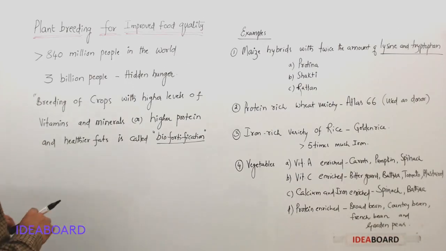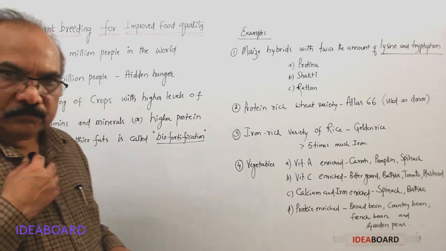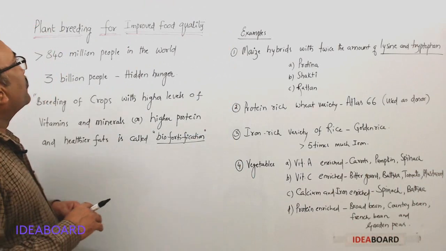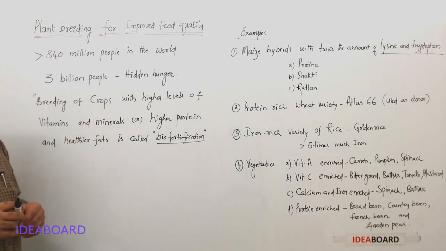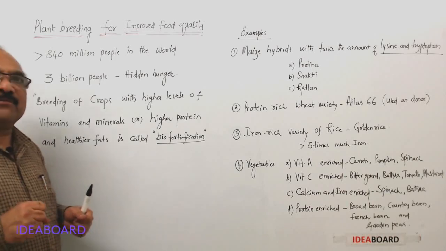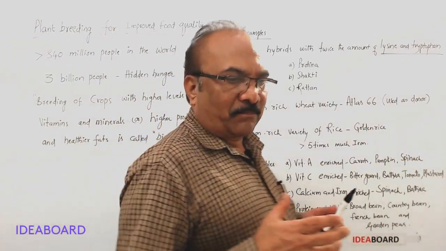Okay, so now let us discuss plant breeding for improved food quality. And let us first discuss what is the significance of this plant breeding for improved food quality. What for we have to develop varieties with improved food quality? That is a big question.